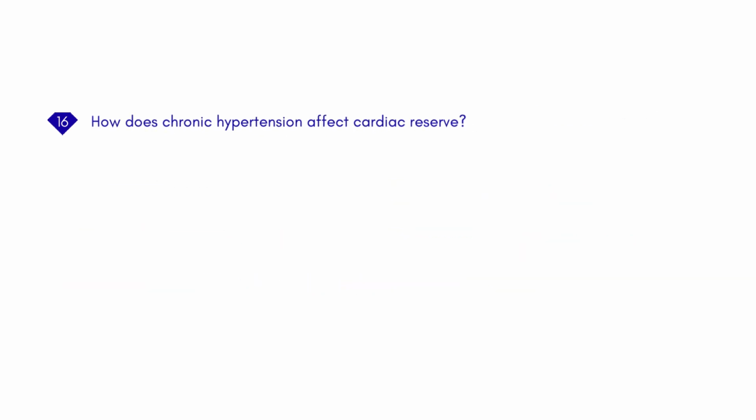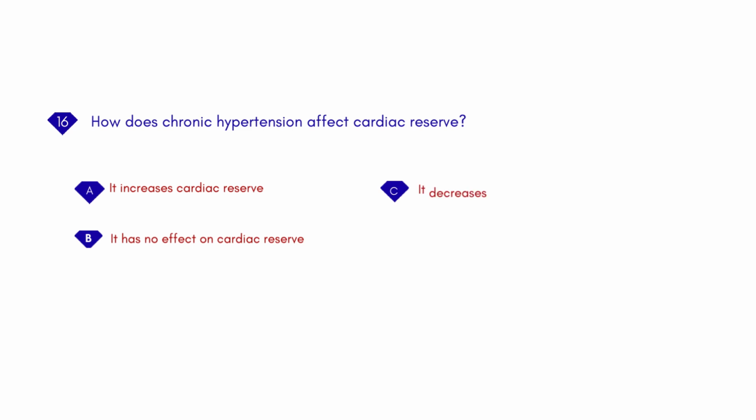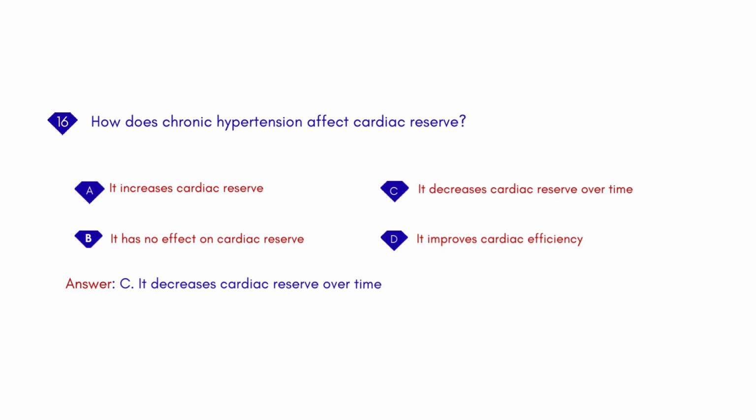How does chronic hypertension affect cardiac reserve? A. It increases cardiac reserve. B. It has no effect on cardiac reserve. C. It decreases cardiac reserve over time. D. It improves cardiac efficiency. Answer: C. It decreases cardiac reserve over time.